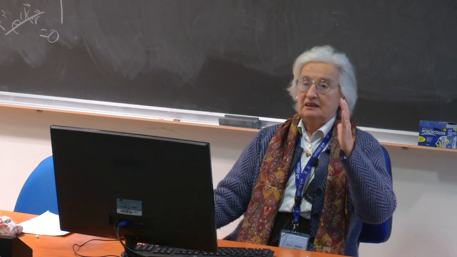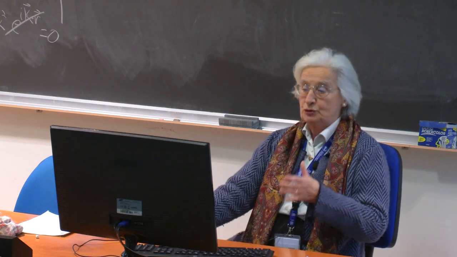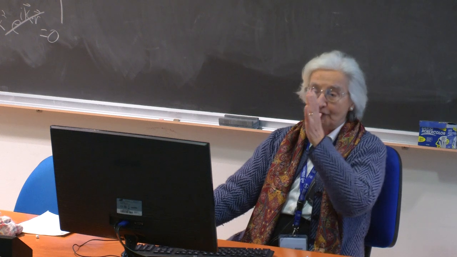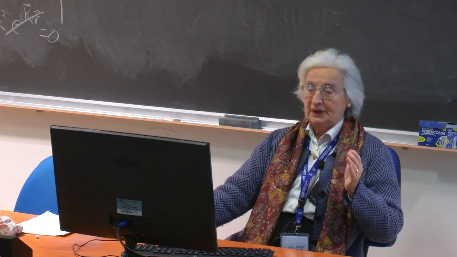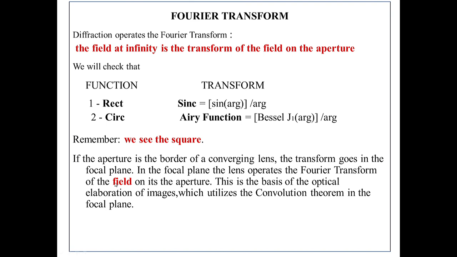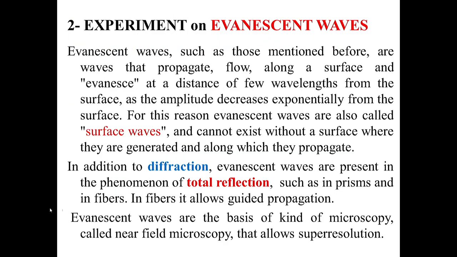The fact that in the focal plane of a lens one has the Fourier transform of the field of the aperture is the basis of the elaboration of images. One can utilize the convolution theorem to elaborate amplitude and phase, in this case images which are at the entrance of a lens, in the front entrance of the lens. Of course, this is not what we will do, but I like to mention this.